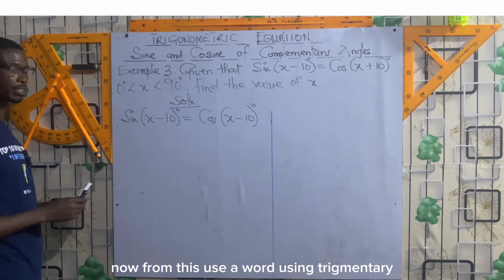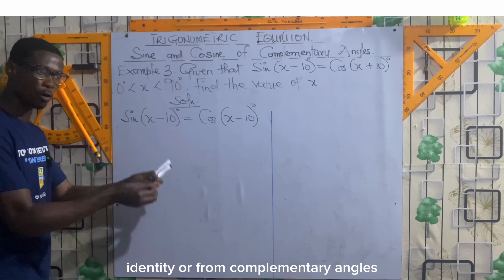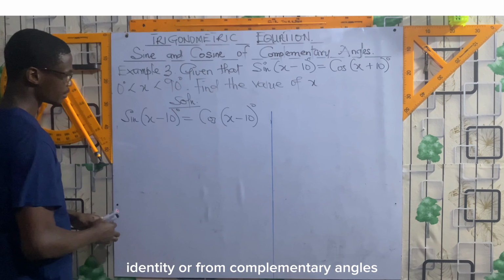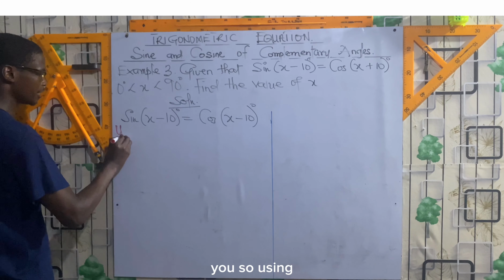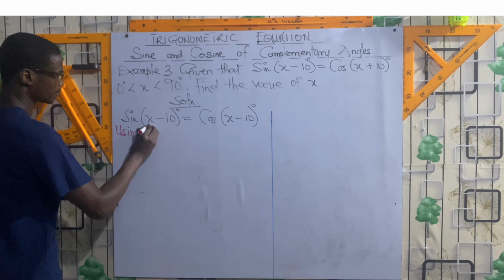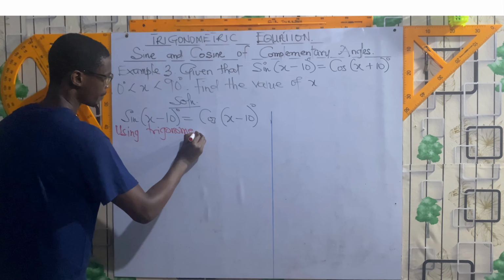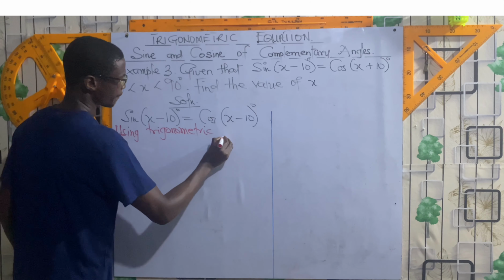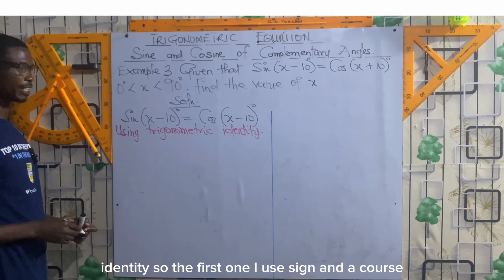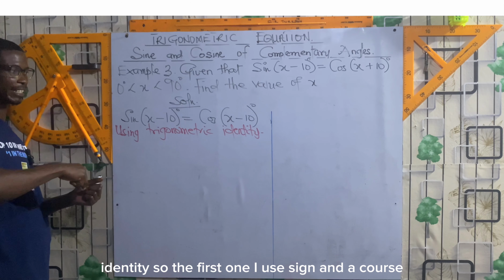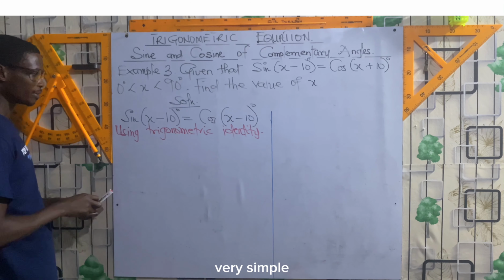Now from this, you say what? Using trigonometric identity or from complementary angles. So for me, I like using trigonometry, right? So using identity. So the first one, I use sine and a cos. So this time I'm going to use sine. So when I use sine, you use cos for me, right? Very simple. It's very simple.